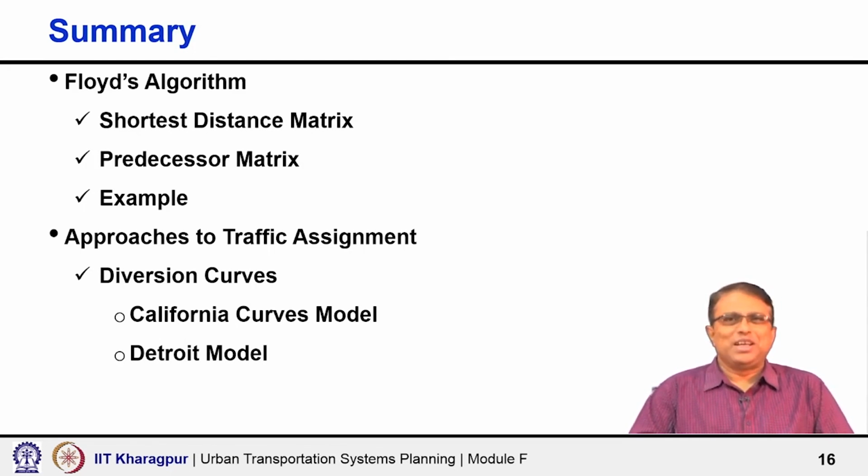I explained how the algorithm works and also explained it with an example problem step by step. Then I also introduced another approach for traffic assignment, which is diversion curves, what a diversion curve is, and what kind of parameters they use to estimate the diverted traffic or proportion of traffic likely to get diverted. Two particular models I mentioned, one is the California curves model and another is the Detroit model.